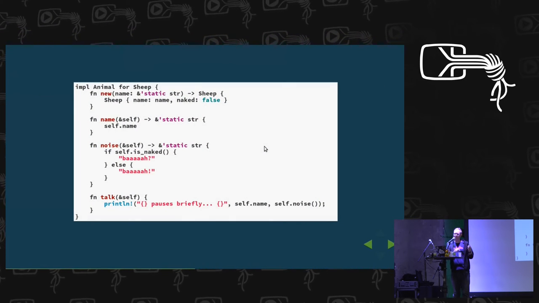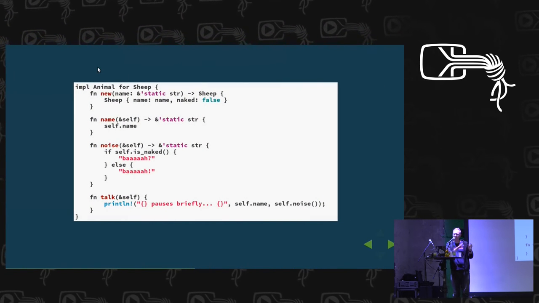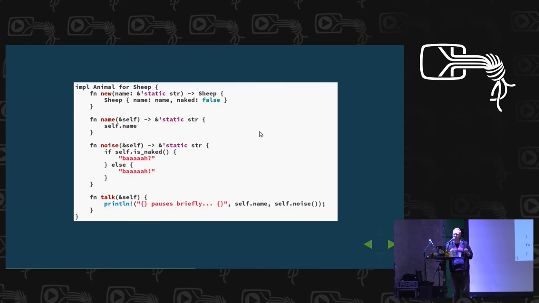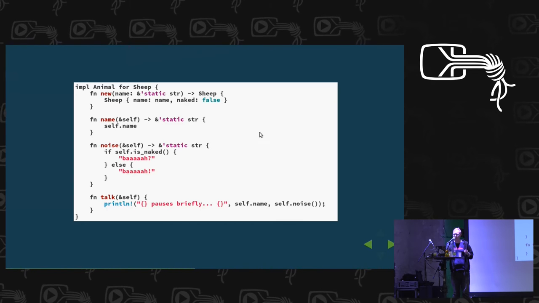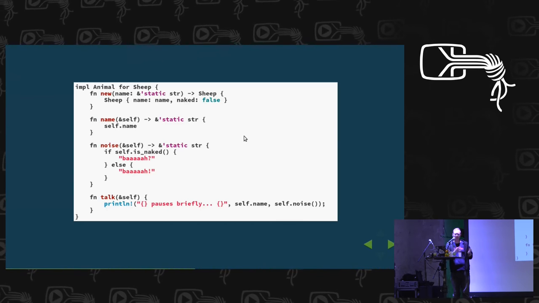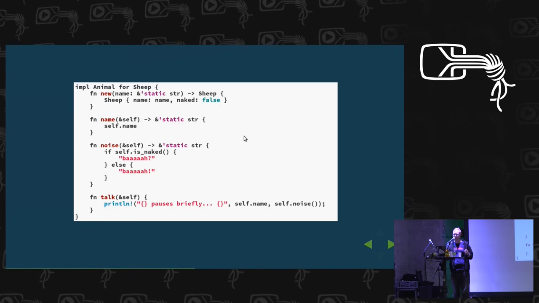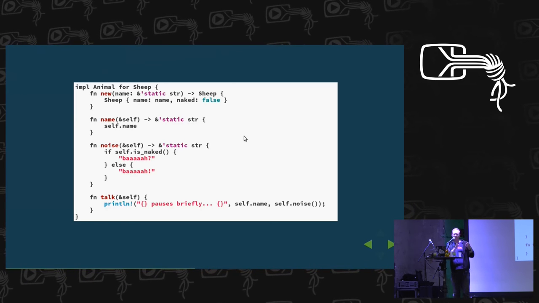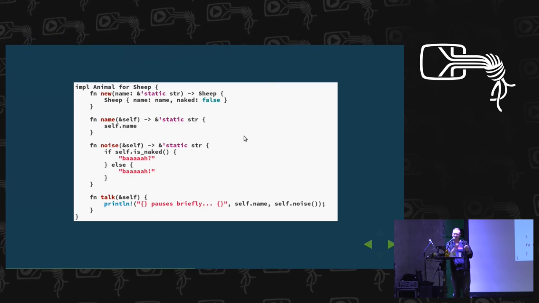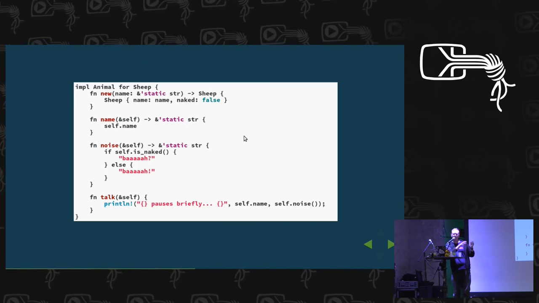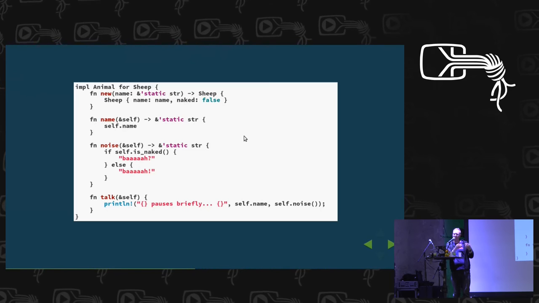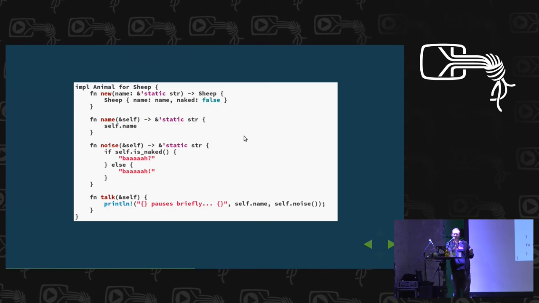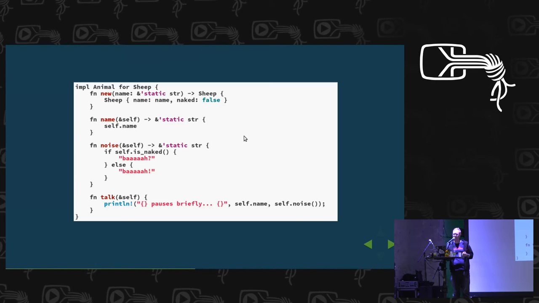And then we can implement the animal trait for sheep, and implement these functions for the sheep type in particular, which then lets us use these methods on sheep structures or other structures that also implement the animal trait. And we can have a function that takes an animal as parameter, uses the methods of animal on it, and we can pass in a sheep to that method, and it's just going to work.